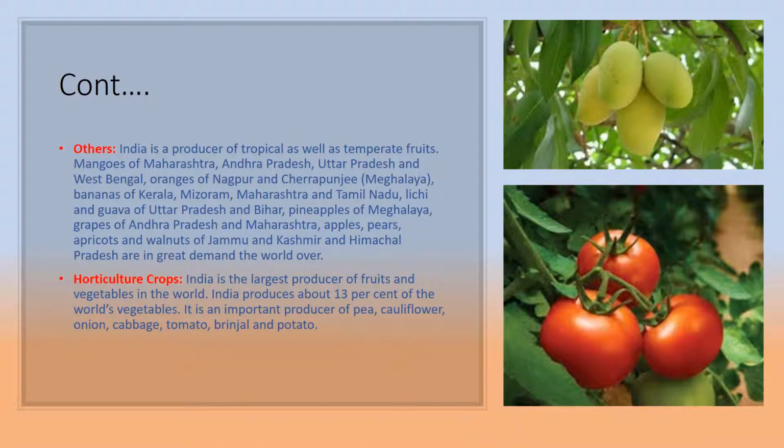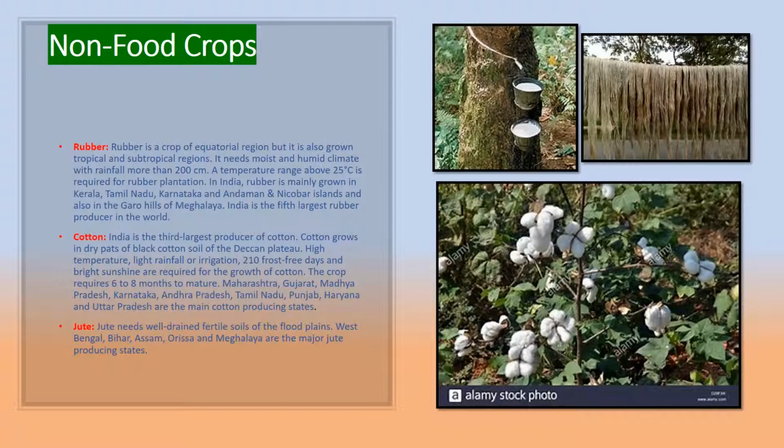Horticulture crops. India is the largest producer of fruits and vegetables in the world. India produces about 13% of the world's vegetables. It is an important producer of pea, cauliflower, onion, cabbage, tomato, brinjal, and potato.